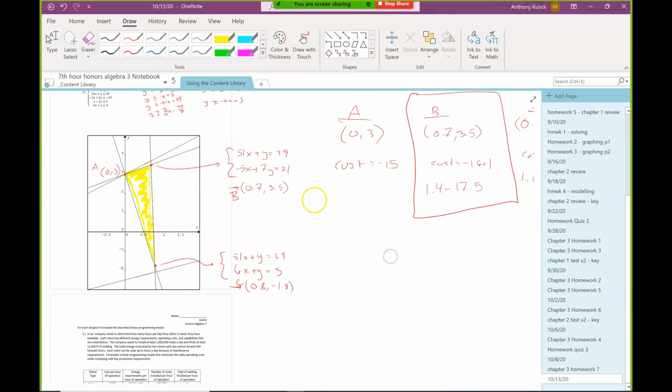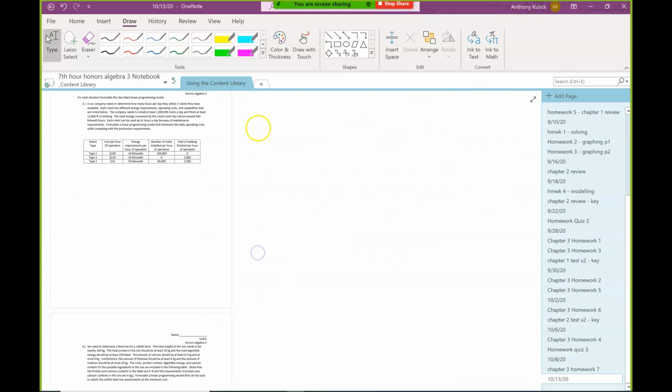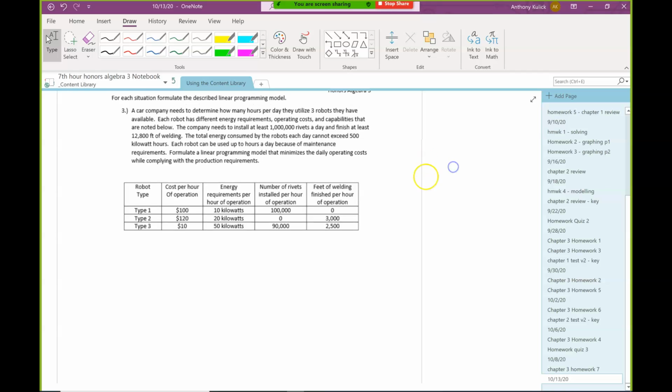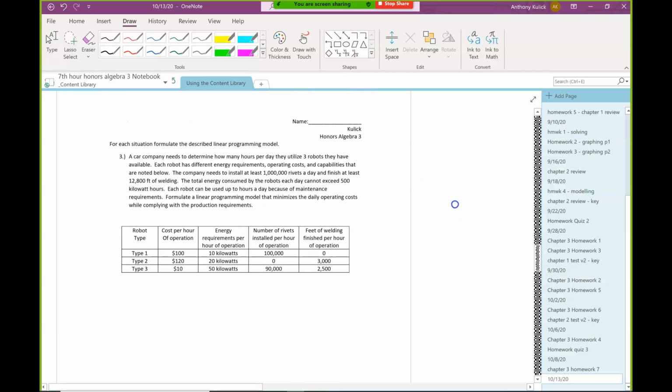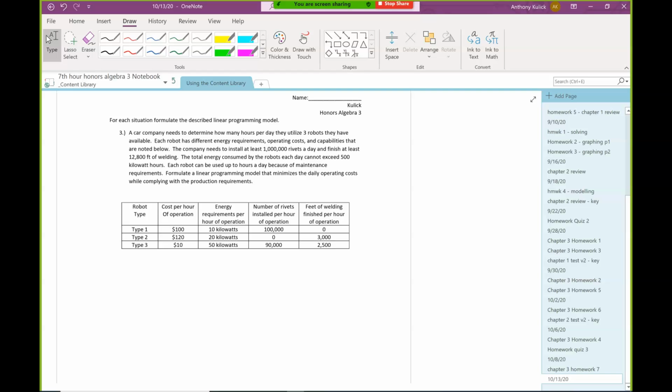The other kind of problem that we had to talk about here were these story problem situations. On these ones, all we're going to do is set up the linear program. I would not ask you to solve these ones. In most of the cases, there's far too many variables for that to be realistic.